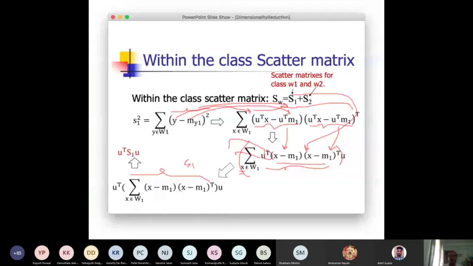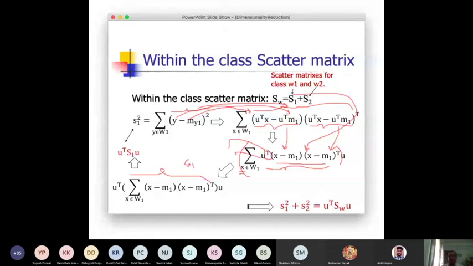So that is the motivation why you should put it into this kind of matrix form, expand it. So you can see that S1 square is written in this way. So what should be S2 square? Because it is similar, the same analysis you can apply, and that would be U transpose S2 U.